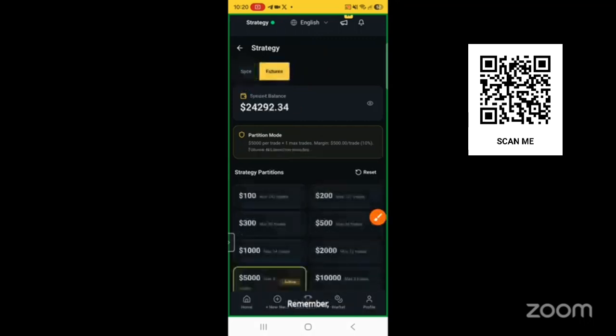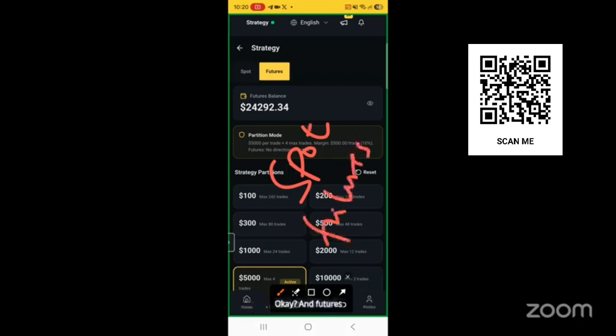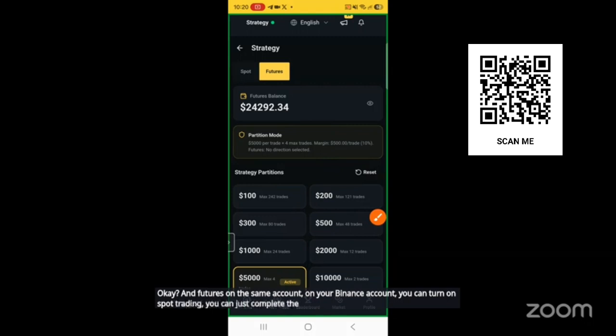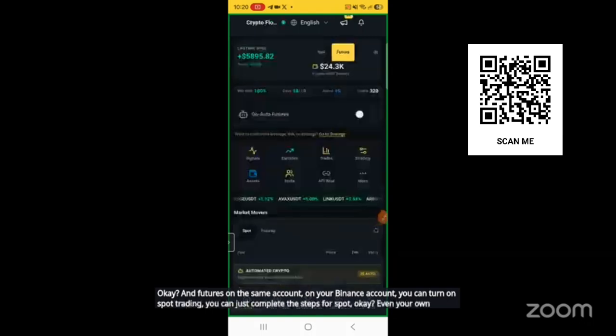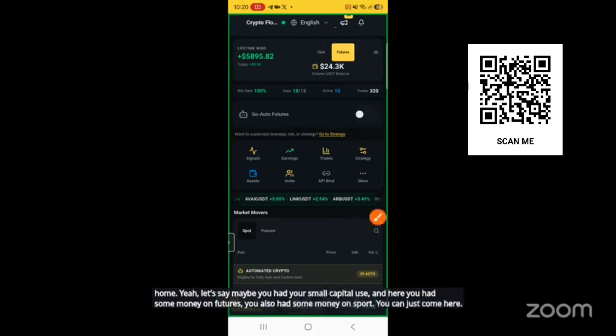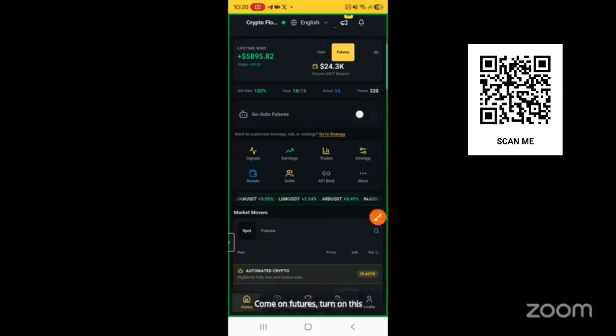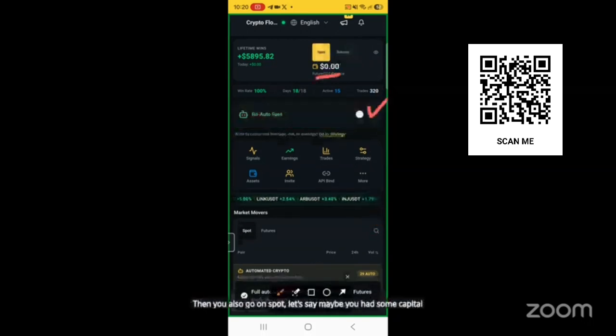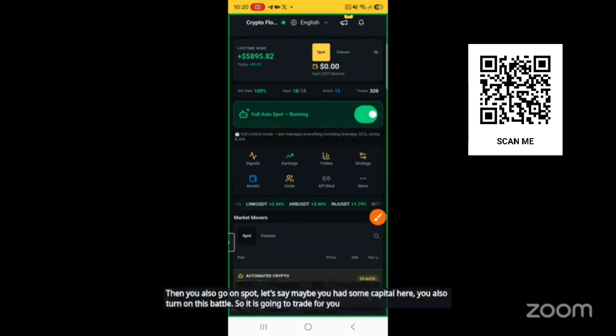And now remember, you can trade both spot and futures on the same account, on your Binance account. You can turn on spot trading. You can just complete the steps for spot, even here on home. Let's say maybe you're a small capital user, you had some money on futures, you also had some money on spot. You can just come here, come on futures, turn on this one button. Then you also go on spot. Let's say maybe you had some capital here, you also turn on this button. So it is going to trade for you both spot and futures on the same account on full automatic mode. You don't have to do anything. I hope this is very clear.